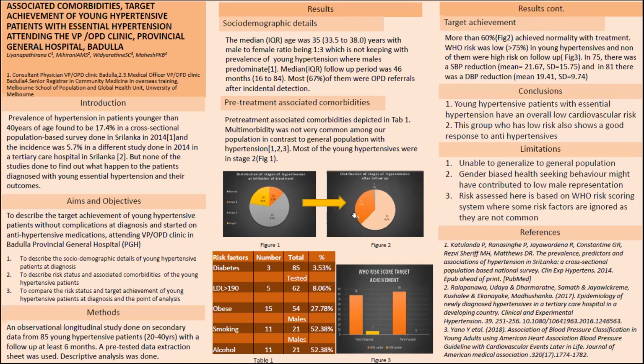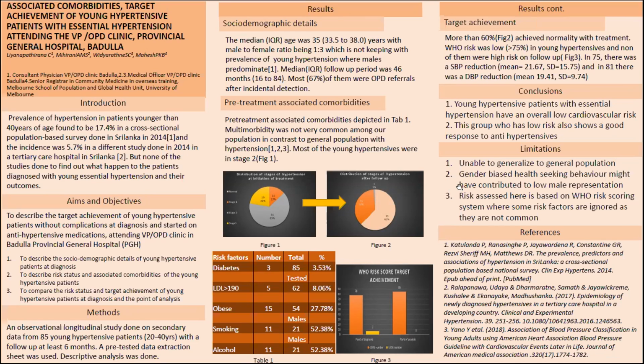So young hypertensives with essential hypertension had relatively low overall cardiovascular risk in the group we have studied, and they also showed good response to antihypertensives. But I have to mention our limitations. We cannot generalize this to the general population because we recruited people who were self-referred to the OPD after incidentally finding high blood pressure.